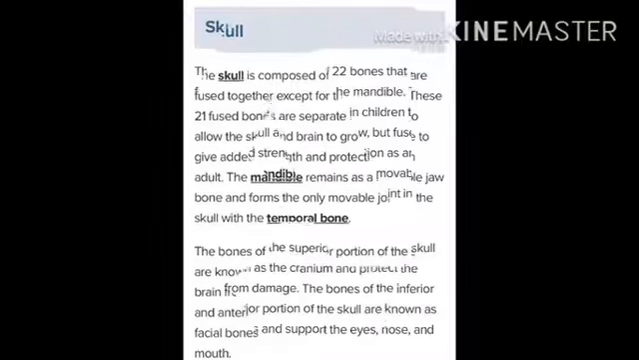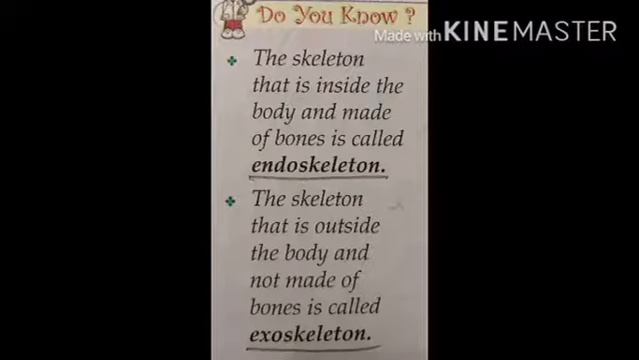Now the endoskeleton and exoskeleton. The skeleton that is inside the body and made up of bone is called endoskeleton. The skeleton that is outside the body and not made up of bones is called exoskeleton.